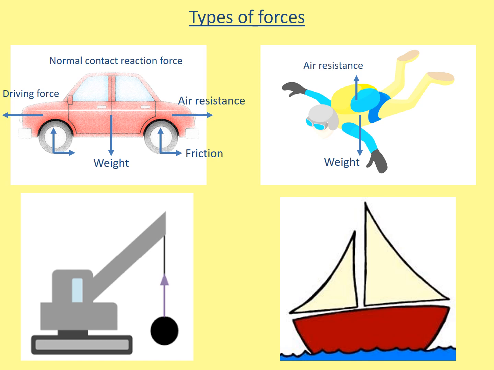The mass on the end of the chain has weight acting down from the centre of mass straight down, and tension acting in the opposite direction. That's the force of the chain pulling back. The boat also has weight pulling down, and instead of the normal contact reaction force, there is upthrust, which is the opposite force to the weight.